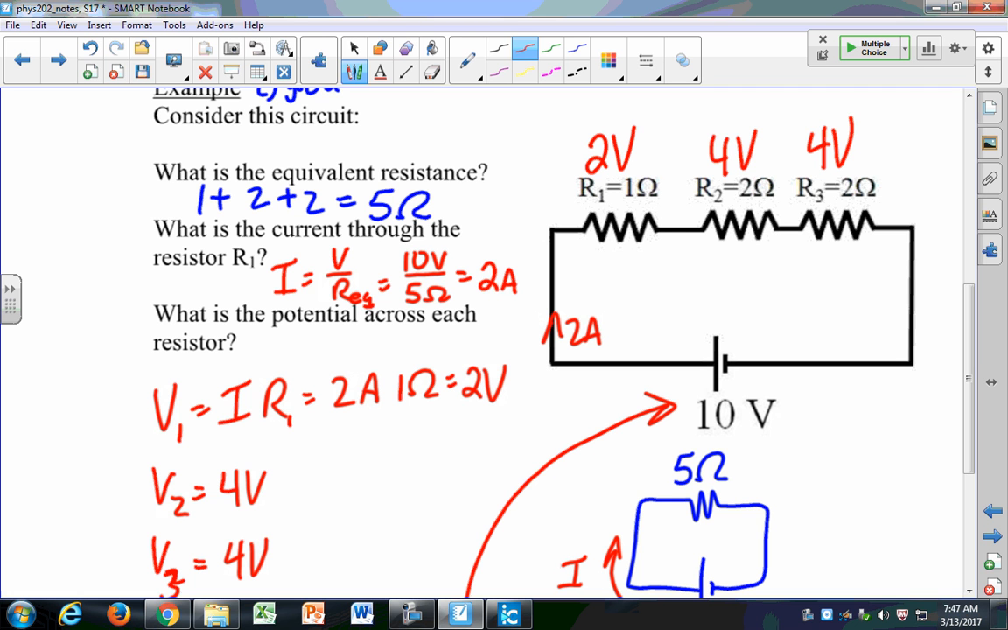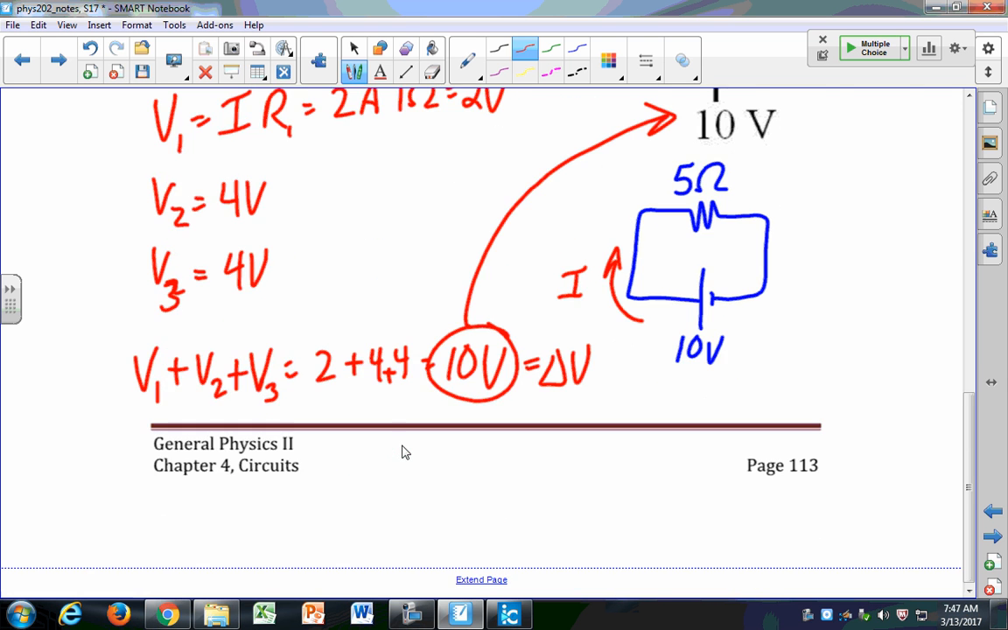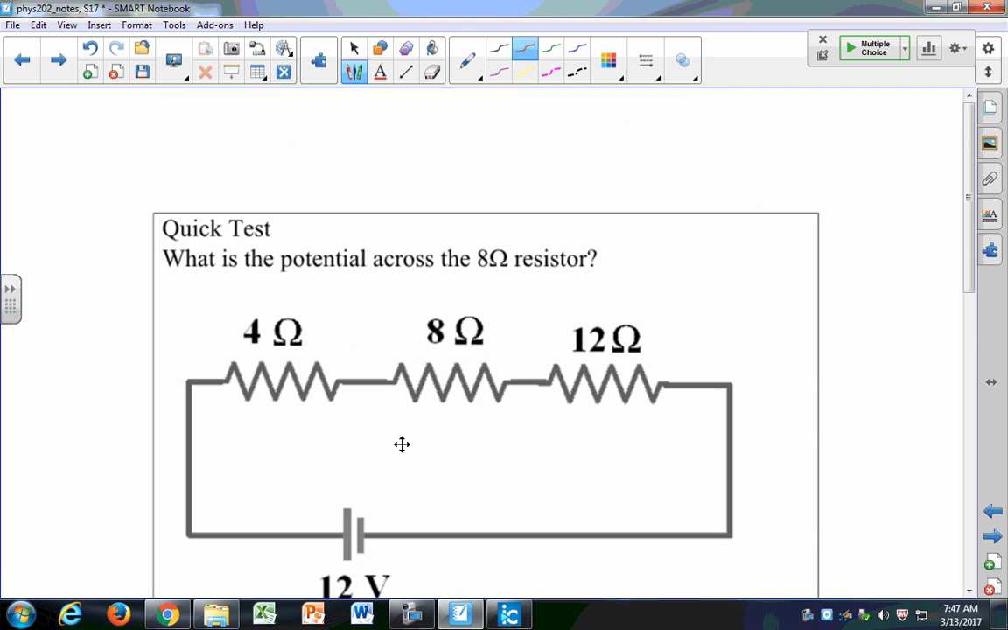But to find the voltage, you have to find the equivalent resistance, then find the current, and then you can go back and find the voltages across each individual resistor. All right. This one's simple. We're going to do some more complicated ones where you have combinations of resistors in series and in parallel.